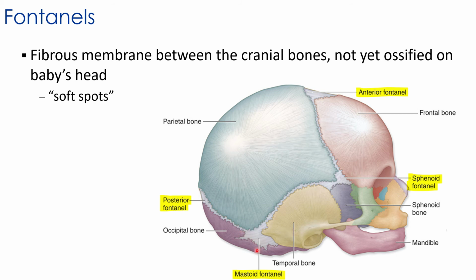There's the mastoid or mastoidal fontanelle between the occipital bone and the temporal bone, and this can also be called the posterolateral fontanelle. And then last but not least, there's the sphenoid or sphenoidal fontanelle that can also be called the anterolateral fontanelle. So all of these fontanelles have at least two different names to them. I am fine with you using any of that terminology during your assessments.